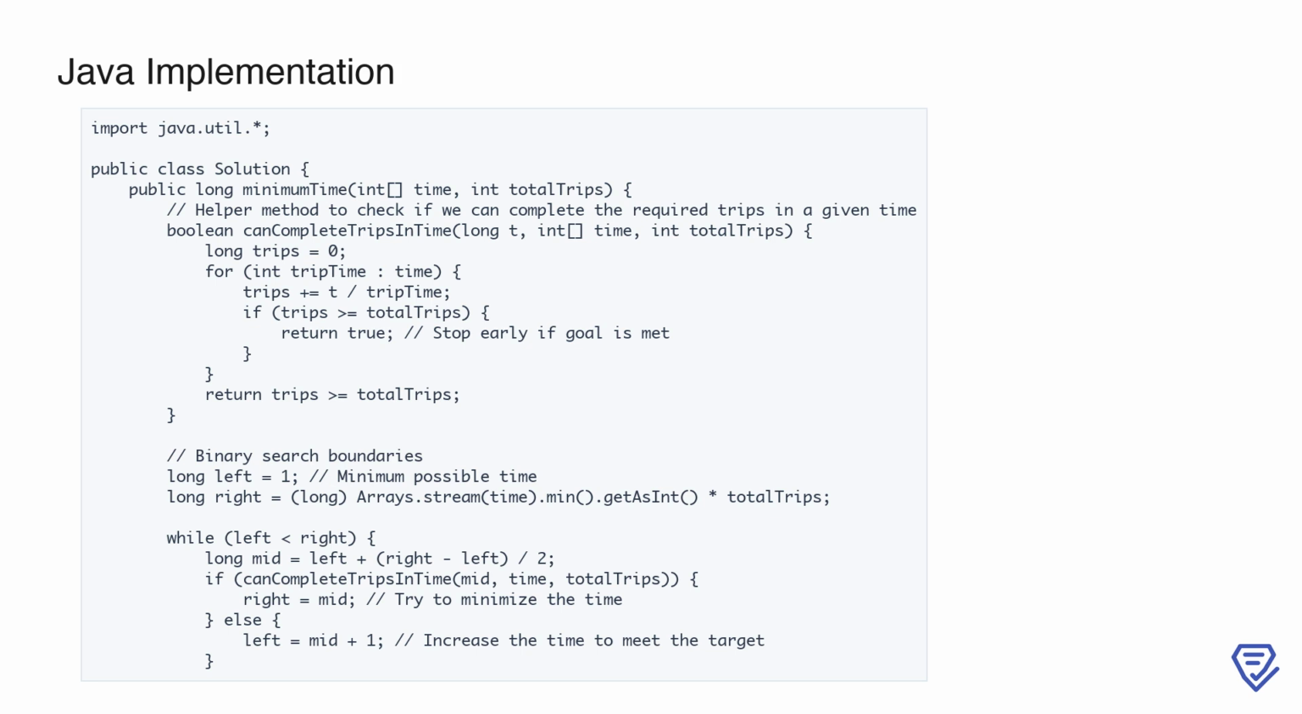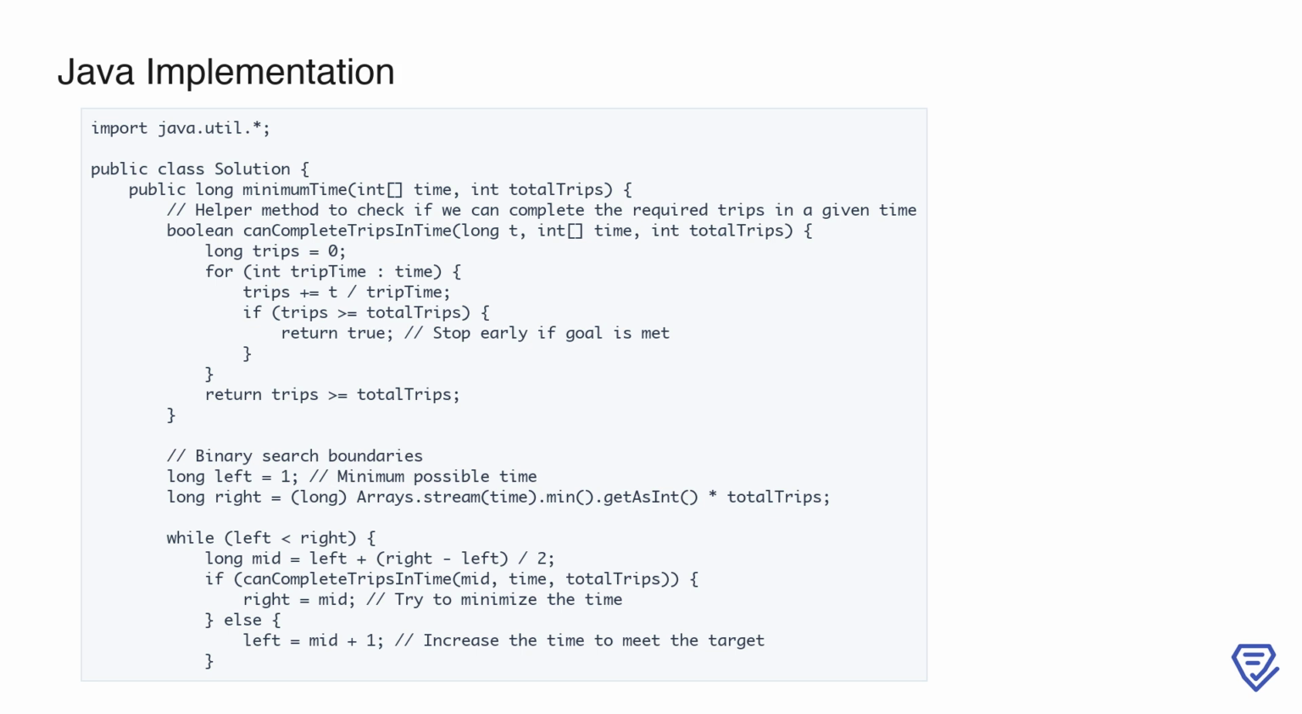Next, we establish the boundaries for our binary search. Left is initialized to 1, representing the minimum possible time, and right is set to the product of the smallest trip time and total trips, which represents the maximum possible time required if only the fastest bus is used repeatedly. Then, we enter the binary search loop.